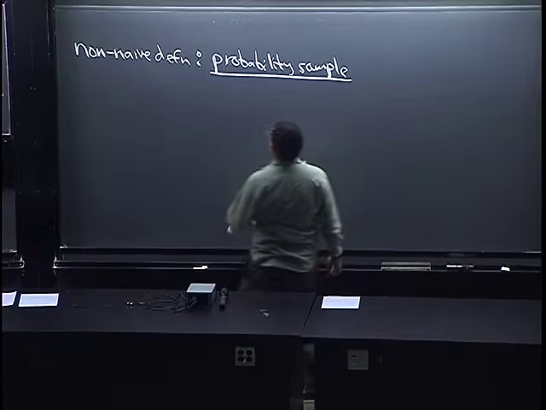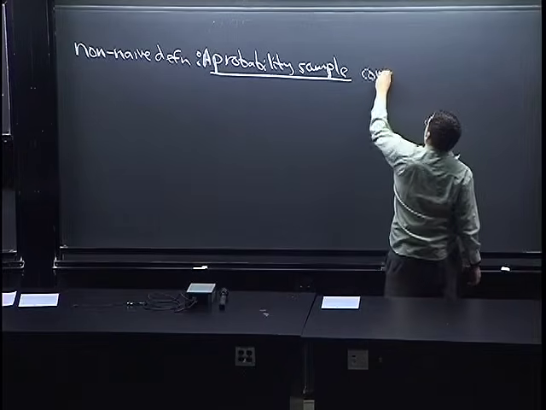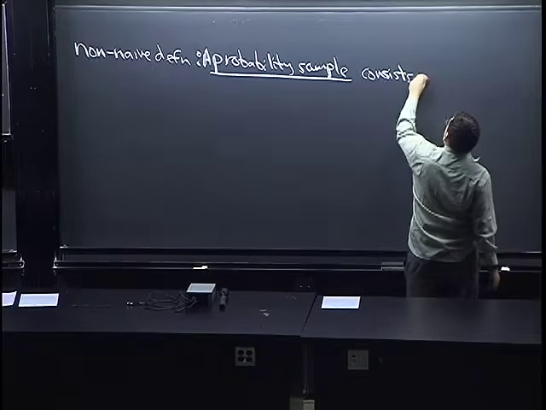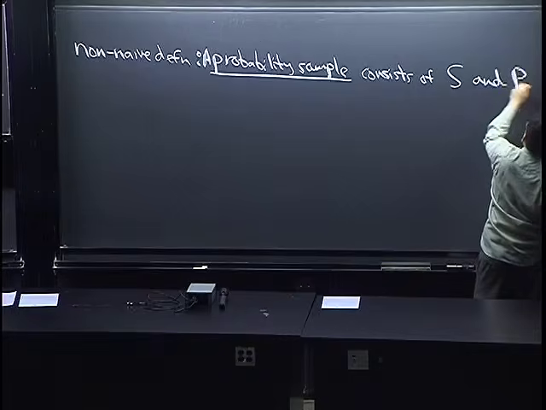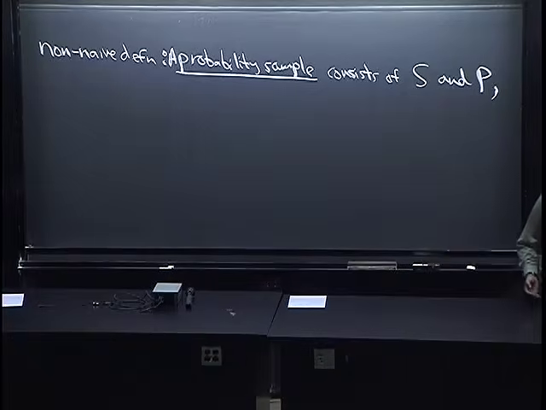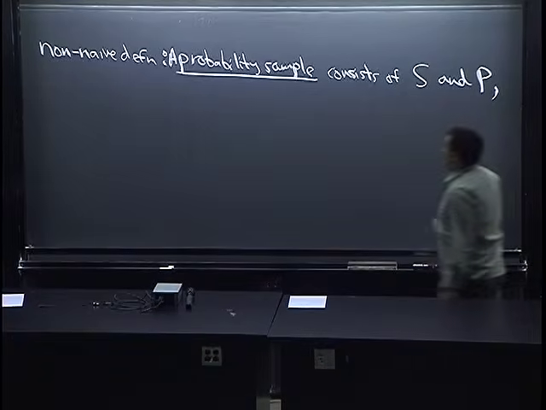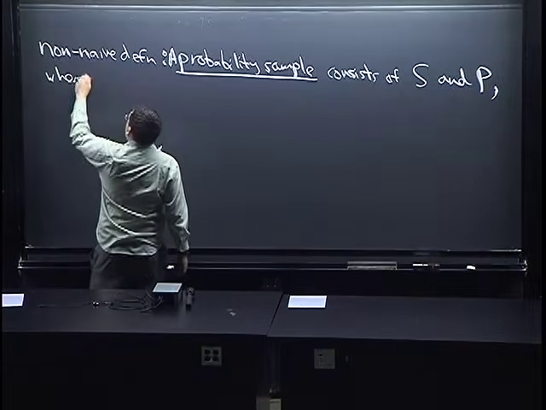So a probability space consists of two ingredients, which I'll call S and P. And I just have to tell you what S and P are and what rules they obey. Okay? So S, same notation we used before, S is a sample space.